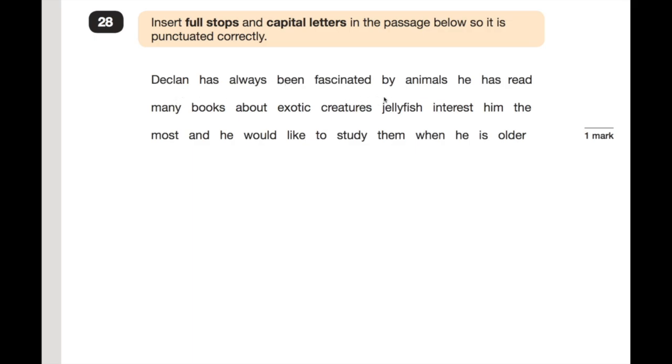Declan has always been fascinated by animals. There we go. Full stop goes in there. Capital letter now, don't forget that. He has read many books about exotic creatures. Now he's talking about jellyfish. We can put a full stop in there. It's a new bit of information. Capital J. Jellyfish interest him the most, and he would like to study them when he's older. That's the same sentence, so we don't need a full stop in here. However, we do need one at the end. Don't miss that one out. If you've done all that hard work and you've not looked at the end, you've wasted your mark.